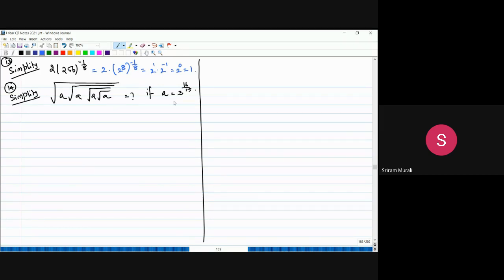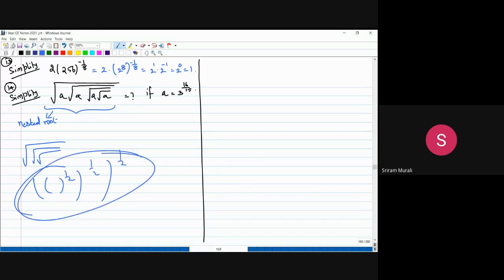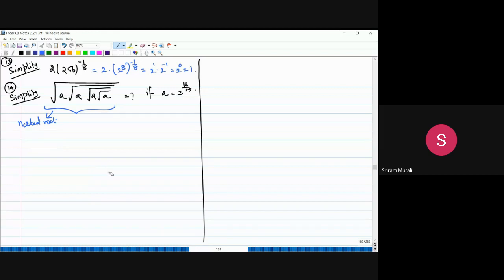You have to simplify this expression: root of a, root of a. This is said to be a nested root. Nested means square root of square root, and square root means 1 by 2. So I will get 1 by 2 each time. This is said to be a nested square root. So what is the value of this expression?